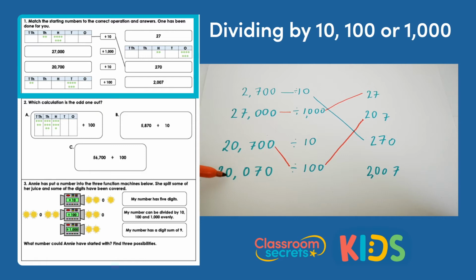Finally, we need to make sure that this and this and this do actually join up with each other. So 20,070 divided by 10 would mean that all the numbers move down 1 place. So the 0 would move beyond the decimal point, the 7 would move into the ones column, the 0 into the tens column, this 0 into the hundreds column, and this 2 into the thousands column, giving us 2007.